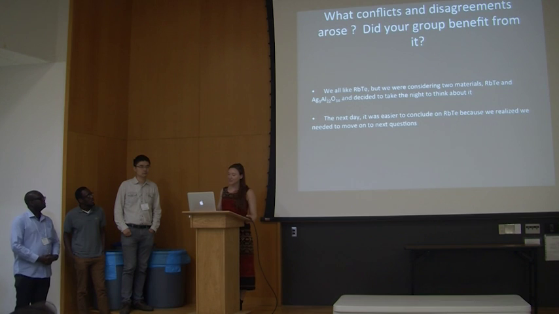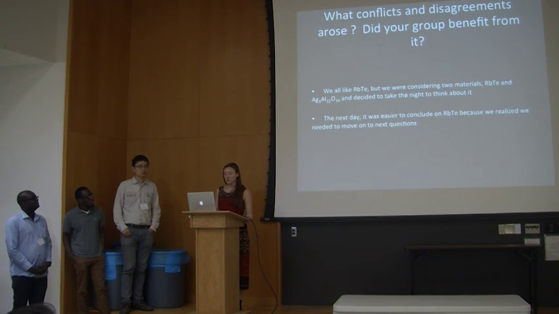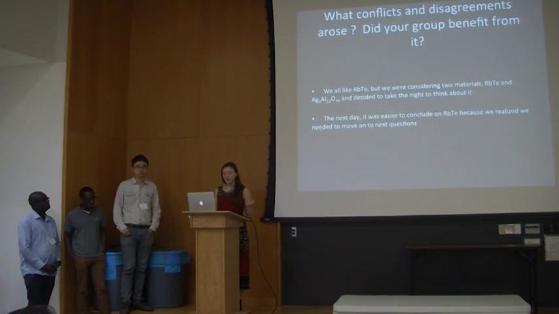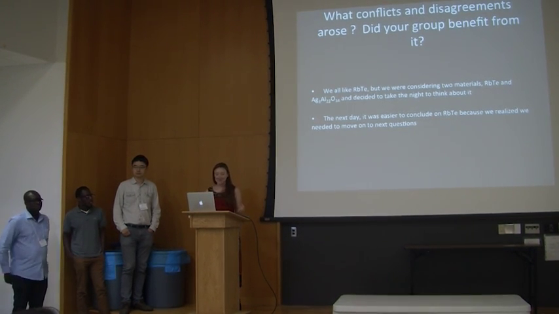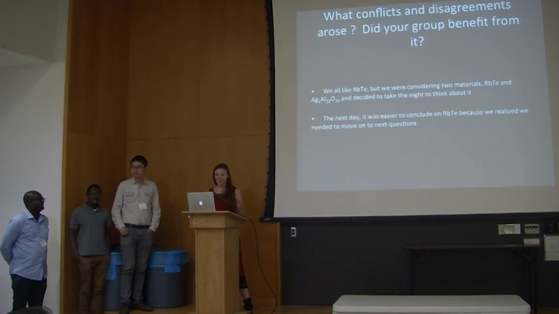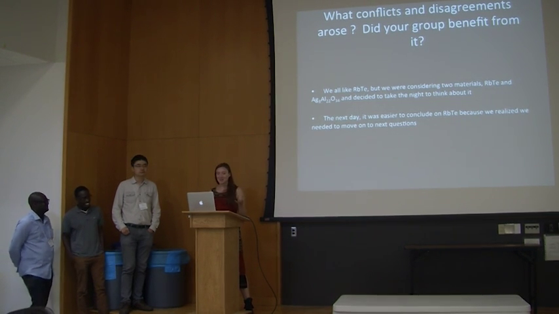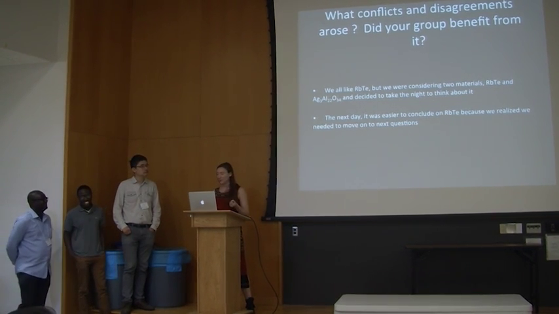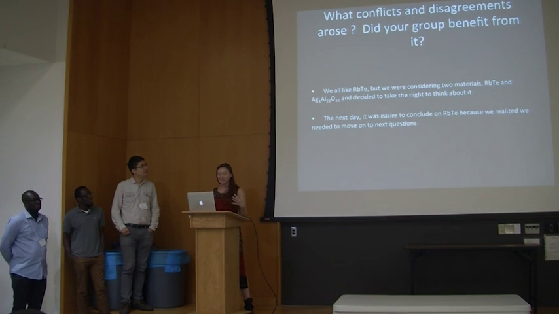And what conflicts and disagreements arose, and did your group benefit from it? So we were all pretty unsure what we wanted to pick at the beginning. We were all really attracted to rubidium telluride, but we were also unsure, and we were thinking maybe to go with one of the oxides, so we decided to just leave it for the night and think about it. We were planning on doing more research, but we were so busy that we didn't actually have time to. So when the next day came around, we just decided to go with our gut and go with the one that we all liked the most. So that's how we pretty much ended up with rubidium telluride.